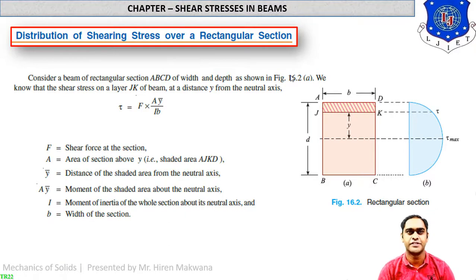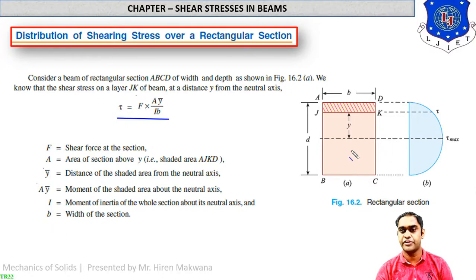Hello and welcome students. Today we are going to discuss a new topic, that is distribution of shearing stress over a rectangular section. In yesterday's session we have discussed the generalized equation of shear stress, that is tau is equal to F A y bar upon I b. You can see the equation, tau is equal to F A y bar upon I b.